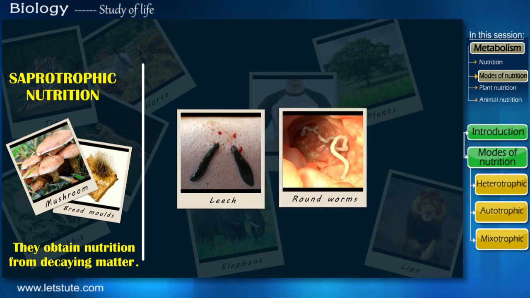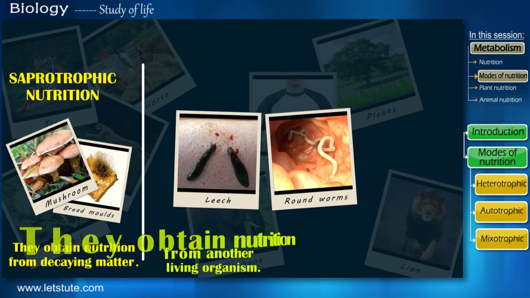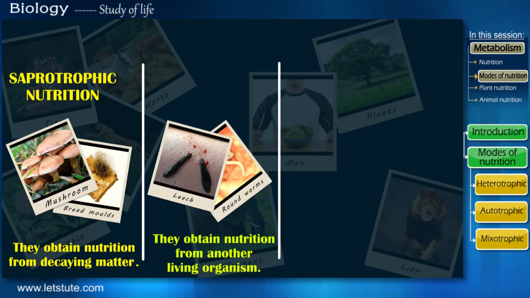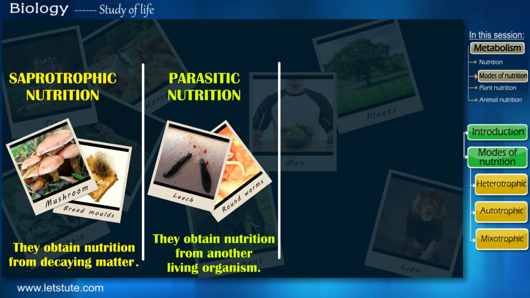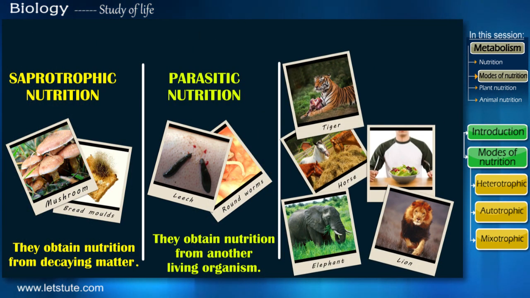But please don't get worried. They are harmful only if they increase in number. Now, this way of acquiring nutrition from another living organism without actually killing the host is called as the parasitic mode of nutrition. Let's move ahead and see how some higher forms of animals acquire their nutrition.